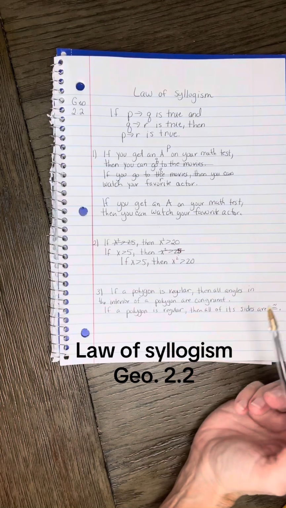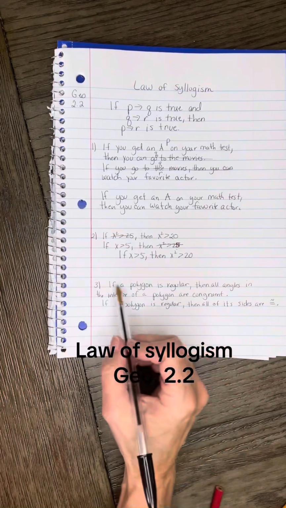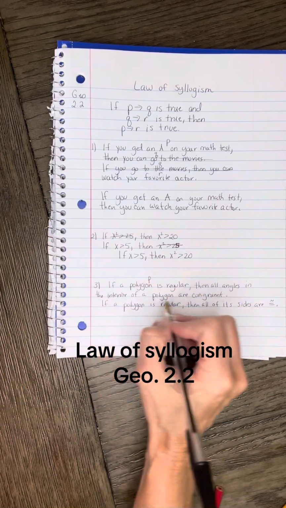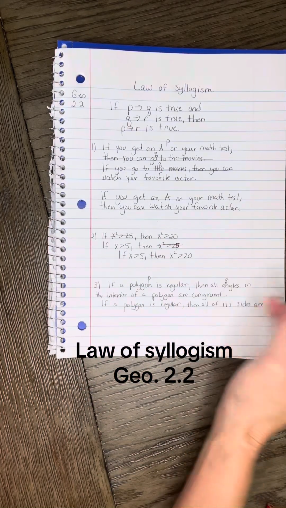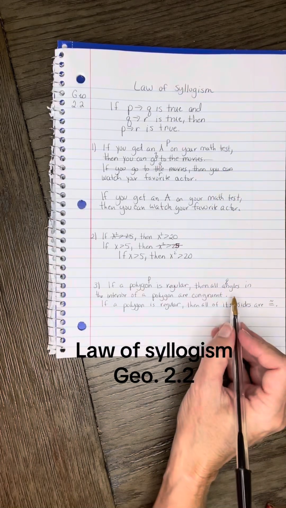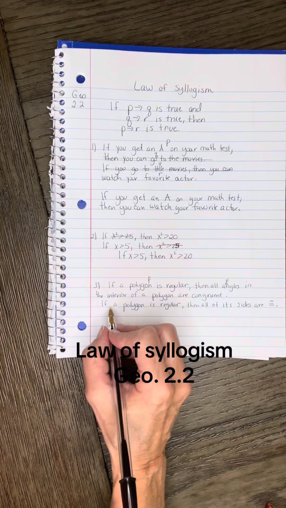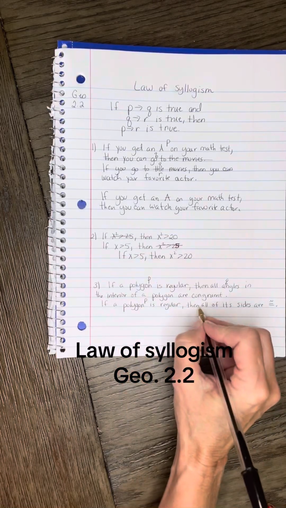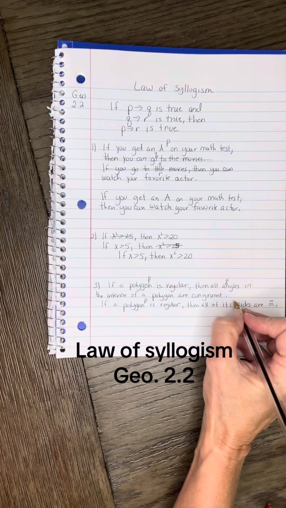Now let me show you one that doesn't work. If a polygon is regular, the P, and then all the angles in the interior of the polygon are congruent, Q. So that's like the first sentence, and that's true. Then I start out my second sentence, and it says, if the polygon is regular, that's P again, then all of its sides are congruent.